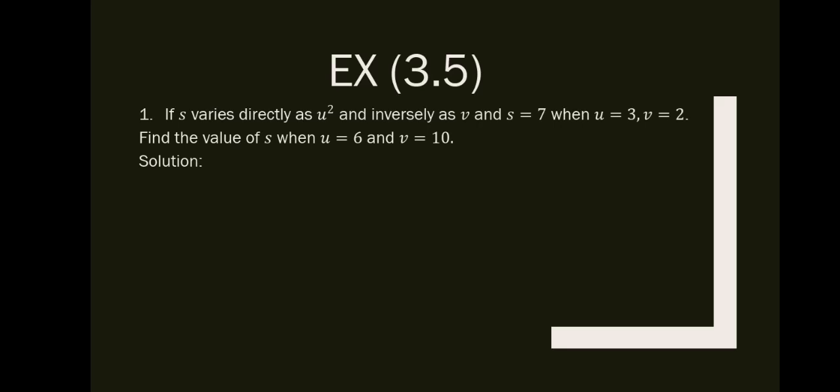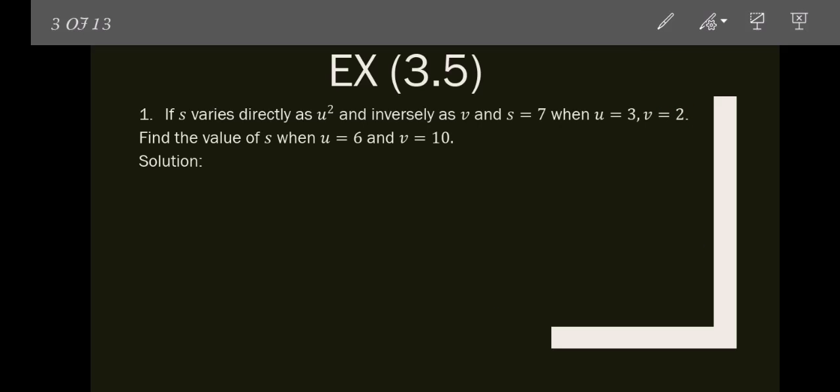Question number 1 is: if s varies directly as u square and inversely as v, and s is equal to 7 when u is equal to 3 and v is equal to 2, we will have to find the value of s when u is equal to 6 and v is equal to 10. Keep this thing in your mind that whenever we will be given the values of all the quantities involved in the variation, then we will have to find out the constant of variation by using these values.